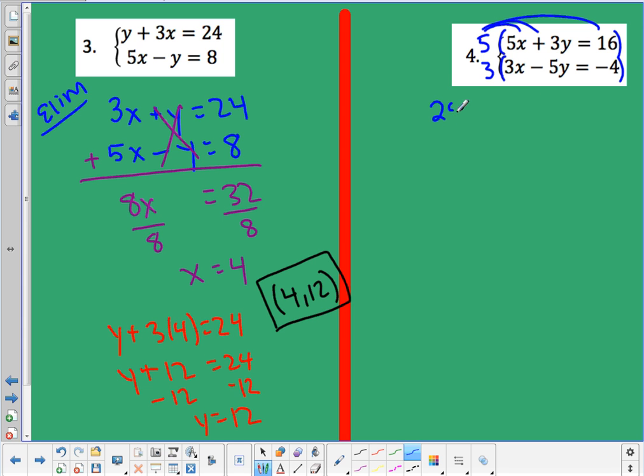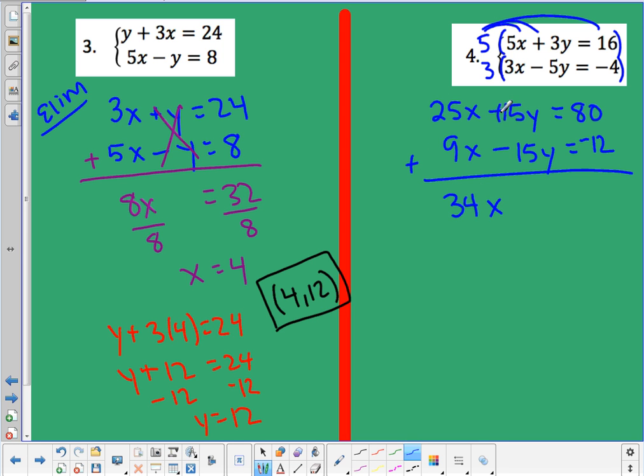So that's 25x plus 15y is equal to 80. 16 times 5 is 80. And then 9x minus 15y is equal to negative 12. All right, so here we go. 25 and 9 gives me 34x. 15 and negative 15 is going to go away, so I'm done with that. And 80 minus 12 is 68.